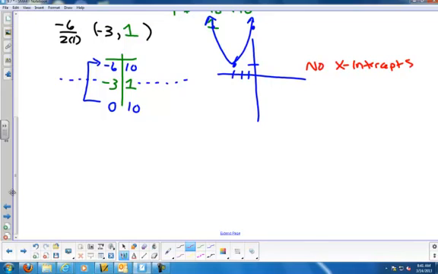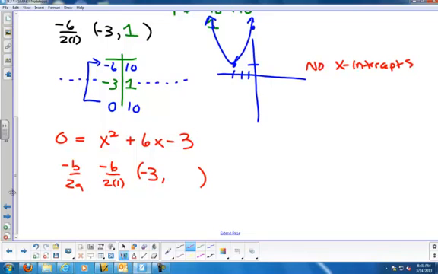And the last problem to look at, to go ahead and write, is this. So if again we do our negative b over 2a, that'd be negative 6 over 2 times 1. So that's negative 3. If you plug negative 3 in, you get negative 3 squared plus 6 times negative 3 minus 3. 9 plus negative 18 minus 3 is negative 12.